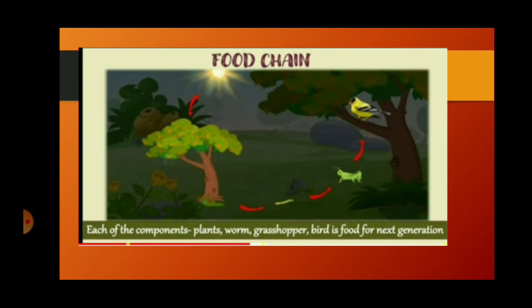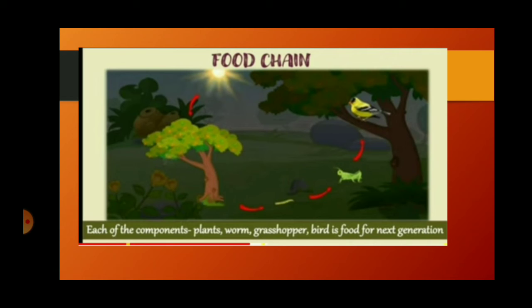Now, in this picture, we can see various things. We see the sun, some plants, a grasshopper, and a bird. They are all connected. Each of the components, plants, grasshopper, bird, is food for the next one. That is why we say that they form a chain. Such a chain is called a food chain. So again I am explaining, such a chain is called a food chain. Each of these components is a link in a food chain.